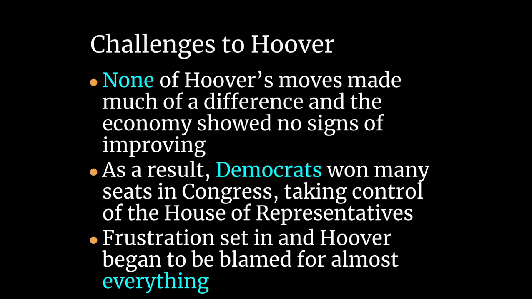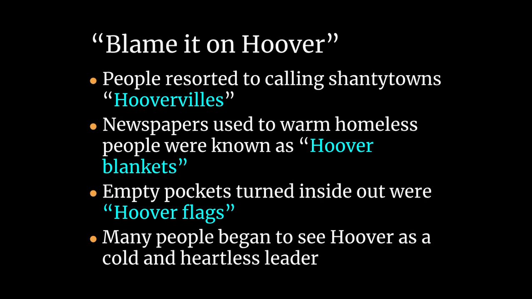As a result, in the 1932 election, the Republicans got their clocks cleaned by the Democrats. The Democrats are going to take control of the House of Representatives. Frustration is going to set in, and pretty soon people are starting to blame the government and the president. You know, the buck stops with the president, and he's at the top of the food chain. So when things would not get better, they started blaming him for everything.